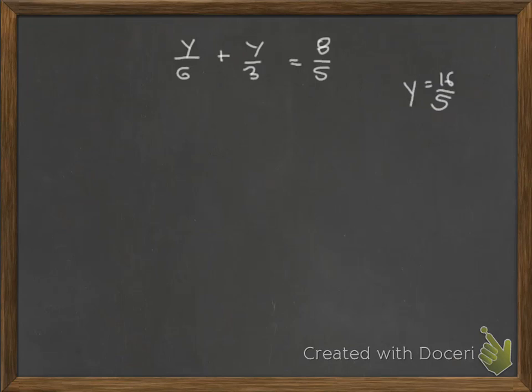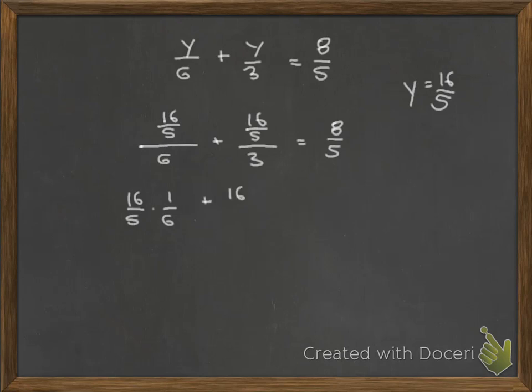So let's look at how we would check that problem. y is 16 over 5, so we would have 16 over 5 divided by 6 plus 16 over 5 divided by 3 equals 8 over 5. Now we're into compound fractions. Dividing by a number is the same as multiplying by its reciprocal. Again, this is prerequisite material that you might have forgotten. I will post videos to help you remember this, but ultimately this is stuff that you should know before coming to the class. So we have 16 over 30 plus 16 over 15 equals 8 over 5.